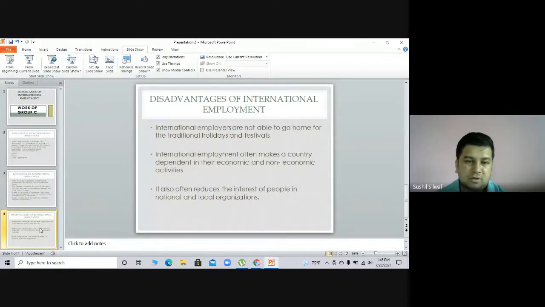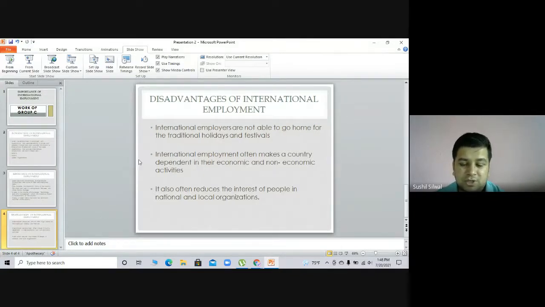So we already told before, in case of international employment, that's the first one that is written. You might not be able to celebrate your holidays and festivals because that's going to be based on other countries at times.